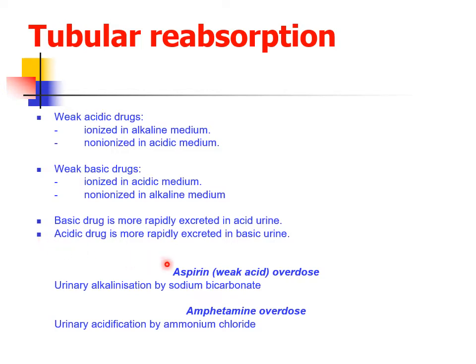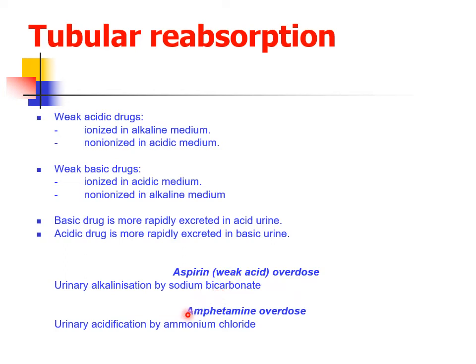Now, aspirin is a weak acid. In situations of aspirin overdose, we use urinary alkalization by sodium bicarbonate. Here, aspirin is a weak acid. In alkaline medium, it will be ionized. It will not be reabsorbed, and it will be excreted in the urine.